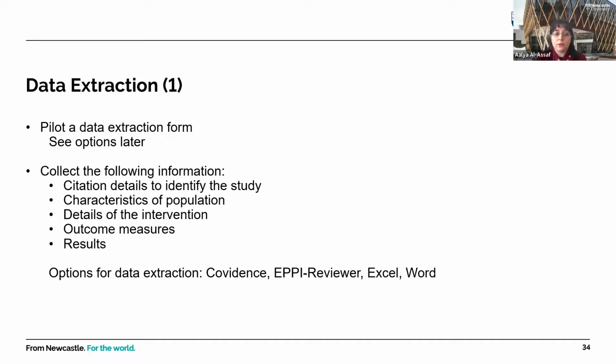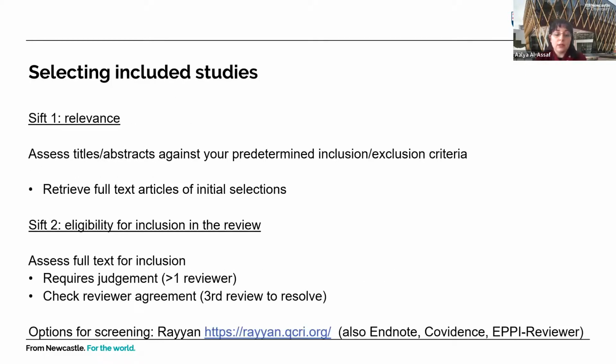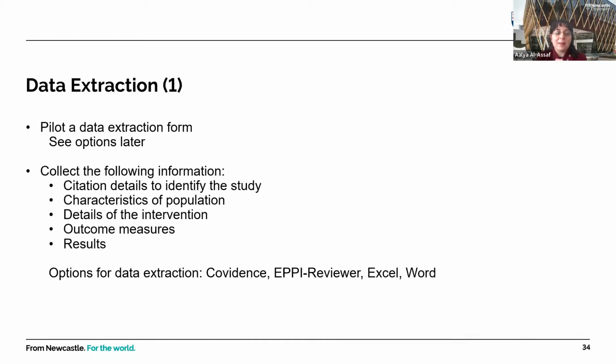Okay, so after you've resolved everything and you've decided on which articles you are going to include in your systematic review, then you will move on to the next step, which is the data extraction. Data extraction means the collection or the gathering of information that you will require for your systematic review from the included studies.